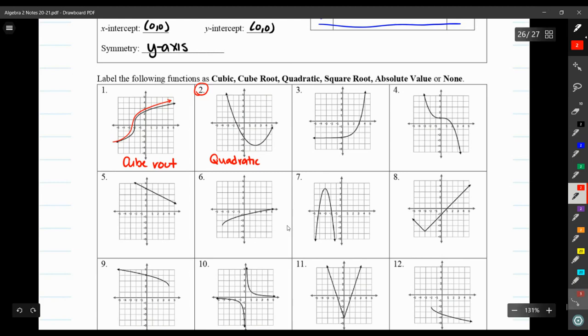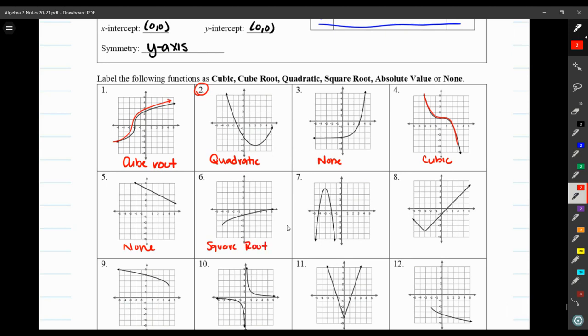Now, number 3 is an L shape. This does not model any of the functions we have currently talked about. So this would be none of the above for now. Now 4 has the vertical S shape. That's your cubic. It's not the parent function, but this is in the same family as the cubic parent function. Number 5 is also none of the above. This is a line. This is that linear function we talked about. So it's none of the above. 6, that's your sideways U that only has a portion of it. So that's your square root. Again, it's not the parent, it's a part of its family.